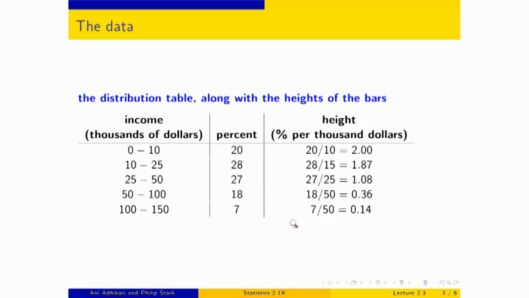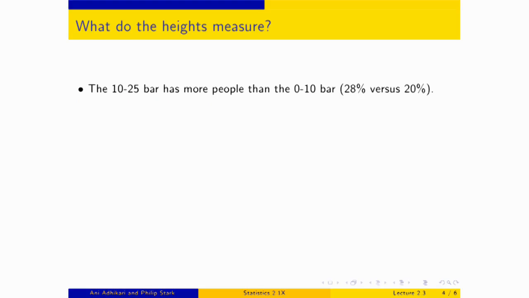Here's the table again, and here is confirmation of what we were seeing. The second bar has 28% of the people, the first bar has 20%, the second bar just has more people. Percents are represented by area, so it has bigger area. The first bar is taller, 2 versus 1.87. So in that case, what is height measuring? We know that the 10 to 25 bar has more people, but it is shorter.